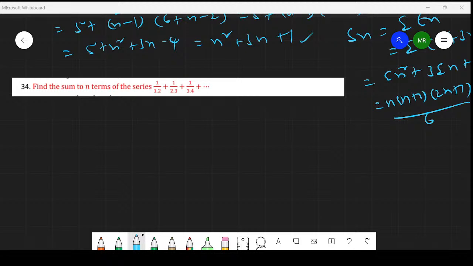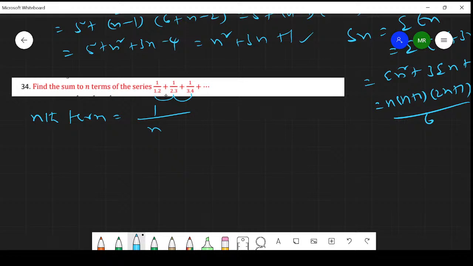They are asking to find the sum to n terms of the series. See now here, in this problem: 1 by 1 into 2 plus 1 by 2 into 3 plus 1 by 3 into 4. You see consecutive terms, 1 into 2, 2 into 3. So what is the nth term you can think? The nth term will be 1 by n, where the first term's 1, 2, 3 means n.